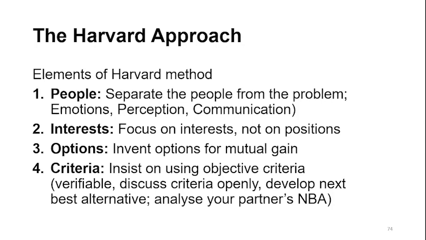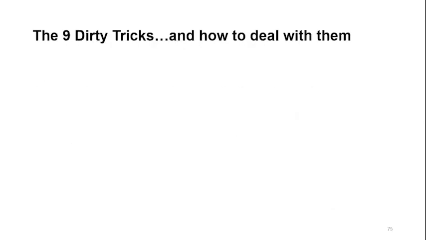Like I said, maybe you want to create jobs. Make sure that they can also have jobs. Criteria: please use objective criteria and discuss that criteria openly. So for example, when you go and negotiate, understand the next best alternative for your negotiating partner. And we'll unpack these further in the next few slides.